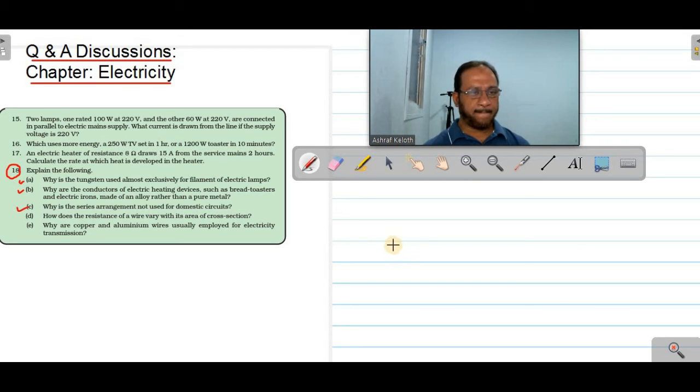Then the current: in a series circuit the current will be the same, but different devices with different power need different currents. But in series, all will get the same current only. Suppose in a circuit there is a bulb, fan and AC. The bulb is only 5 watts and the AC is 2000 watts.